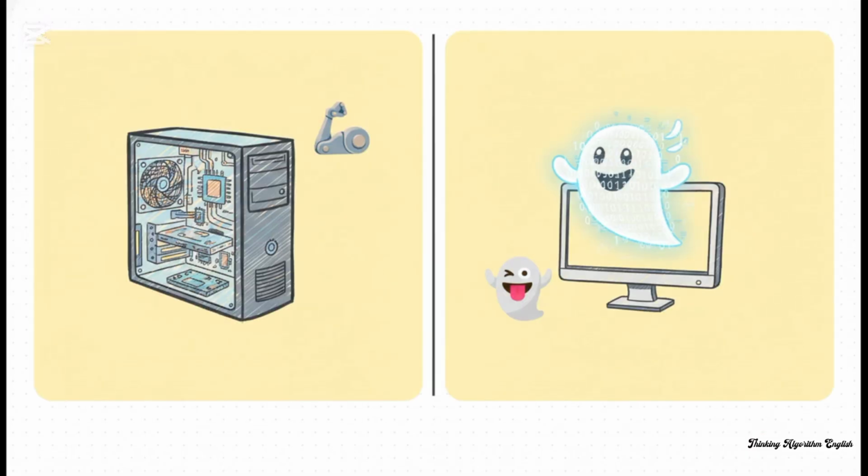And this really gets to the heart of what a computer is. It's got two parts. You've got the hardware, that's the physical stuff, the body you can actually touch. And then you have the software, that's the mind, the ghost in the machine, you could say. It's the set of instructions that tells all that physical hardware what to do with the input you just gave it.